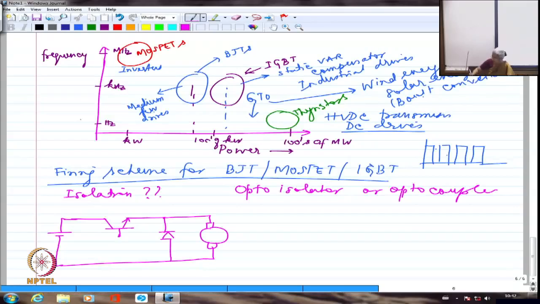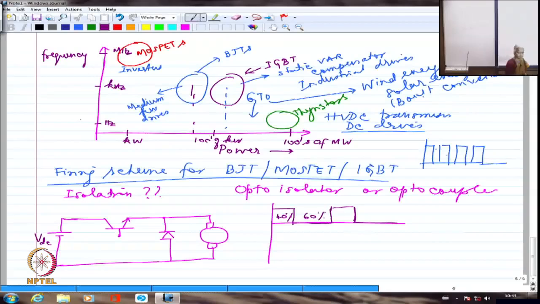I might like to have this particular switch on only for maybe 40% of the duration, 60% of the duration it is going to be off and so on. Maybe I want lower speed. So that is why I'm going to have the requirement of having only 40% of the voltage as compared to whatever is this VDC value. So this is 40% and this is 60%. Right? So which means I have to make sure that this device is on only for this 40% of duration.